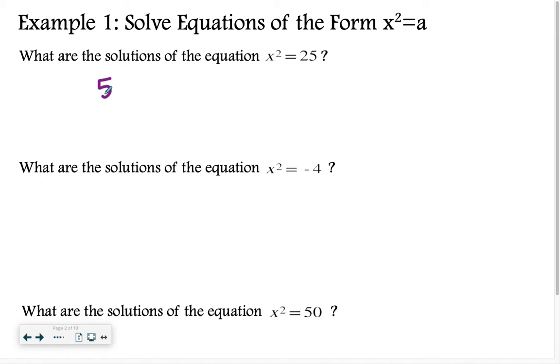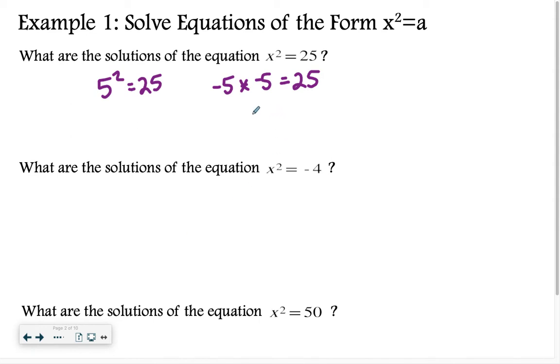But what if I told you 5 isn't the only number that you can multiply by itself to get to 25? Some of you might remember that 5 squared equals 25, but also if I do negative 5 times negative 5, I end up at a positive 25.